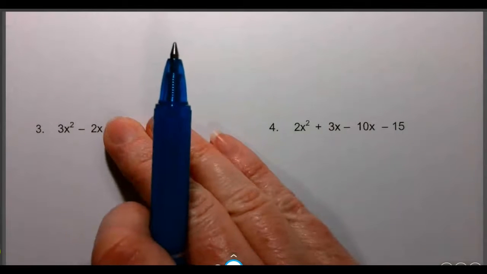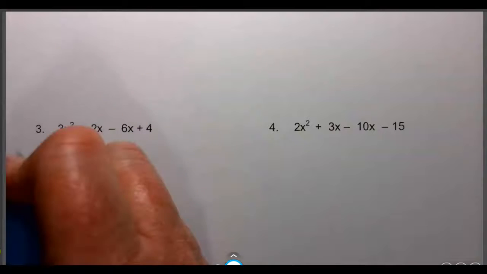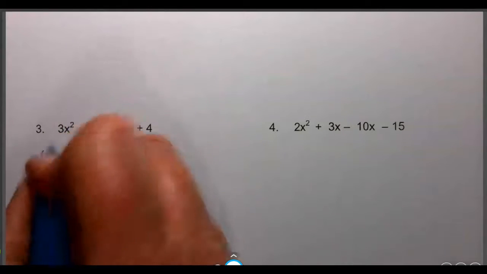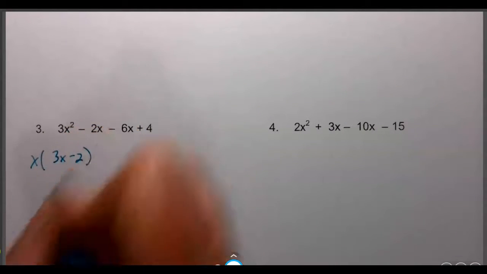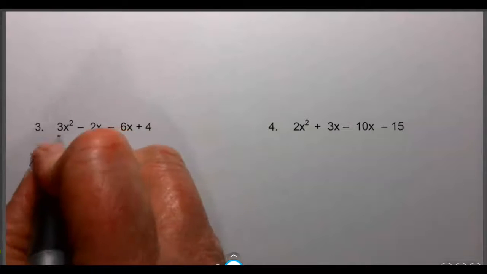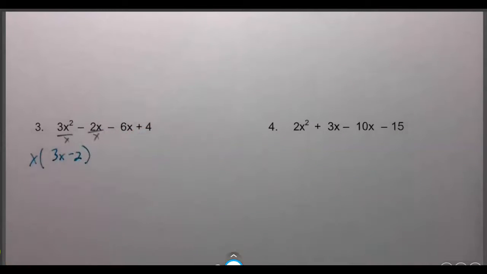Look at this pair. What do they have the same? They both have an x. So I divide them both by an x, and I get 3x minus 2. And what I'm saying you can do is underneath them, put what you're dividing by.